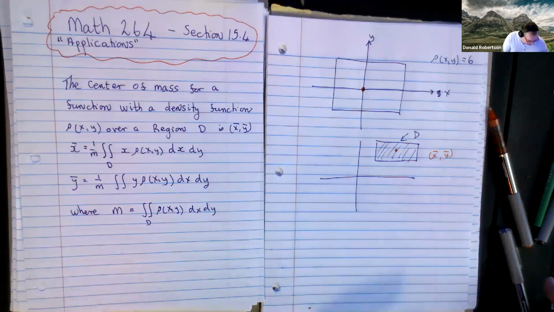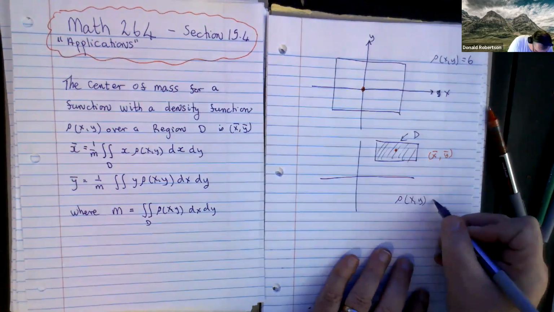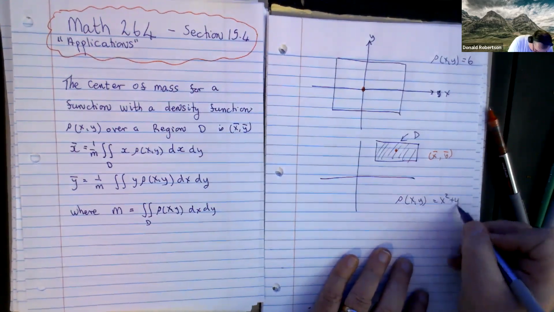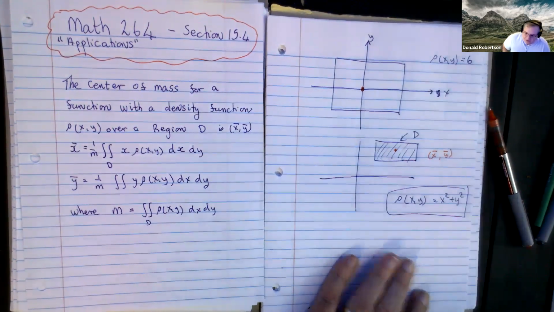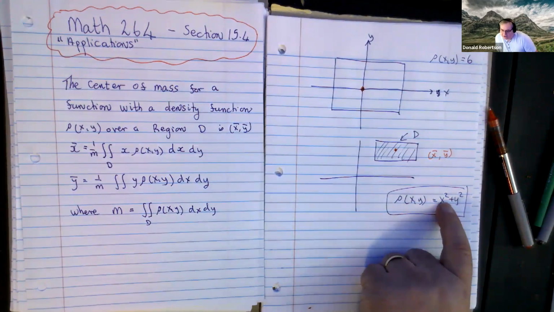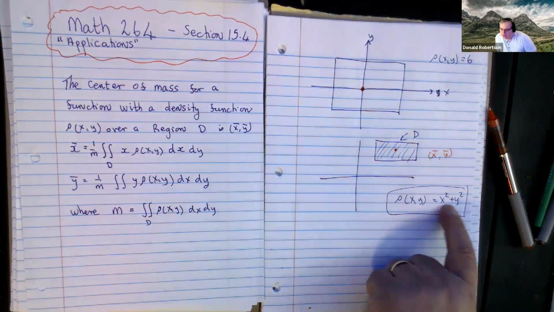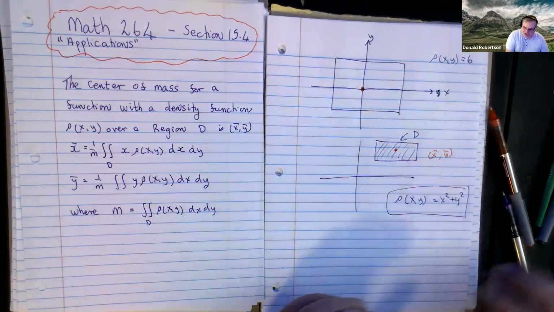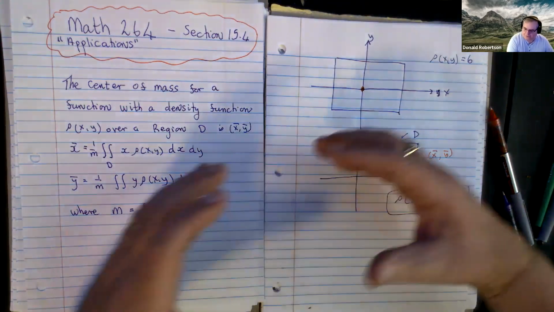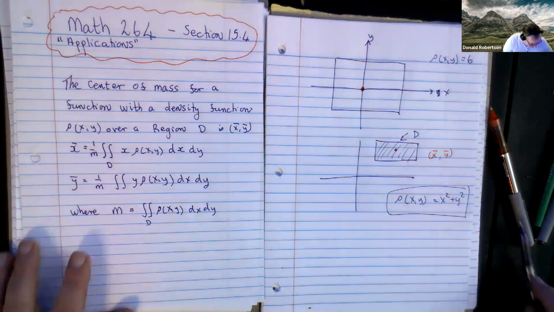And we describe density functions by functions that might look something like this. That density function would tell me that if you know the x and y coordinates of the point, the density at that point would be x squared plus y squared. That would be a shape that gets heavier the further away from the origin you get. That would be an example of that.